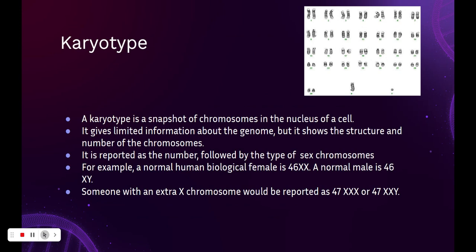Karyotype, that's a picture of a karyotype. It's actually not a human one because there's not 23 pairs. There are 29 plus the sex chromosomes. I don't know what species that is, but it isn't human. But it's just a snapshot.